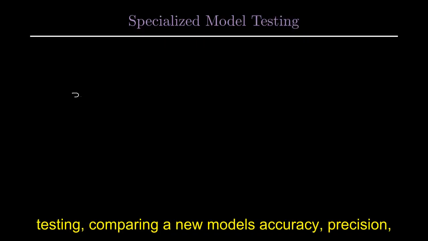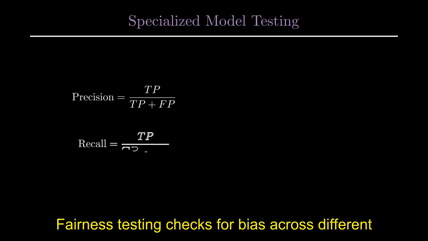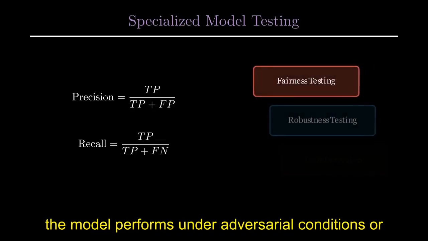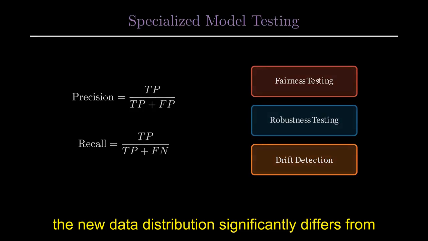Beyond code, models themselves require rigorous testing. This includes performance metrics testing, comparing a new model's accuracy, precision, or recall against a baseline or a previous version. Fairness testing checks for bias across different demographic groups. Robustness testing evaluates how the model performs under adversarial conditions or with noisy inputs. Data drift detection monitors if the new data distribution significantly differs from the training data. These automated tests are crucial for ensuring model quality and ethical deployment before reaching production.